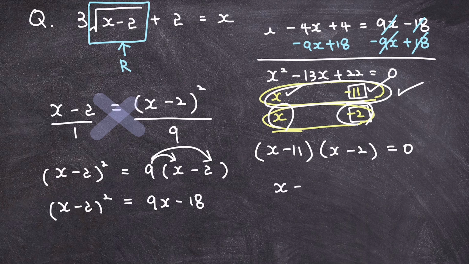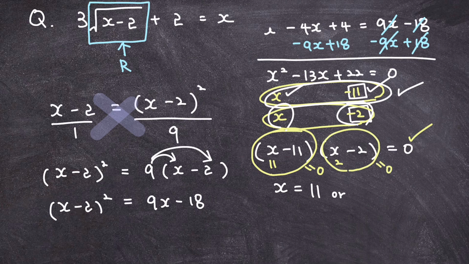Now my x should be equal to 11, because if I have 11, this part will be equal to 0, giving me 0. Or my x should equal 2, because if x is 2, then this part of the equation will be 0, and regardless of this side, it'll give me 0. So x is either 11 or 2. And that's our final answer to this radical equation. And that's going to be my final answer, so I boxed it and put A there.